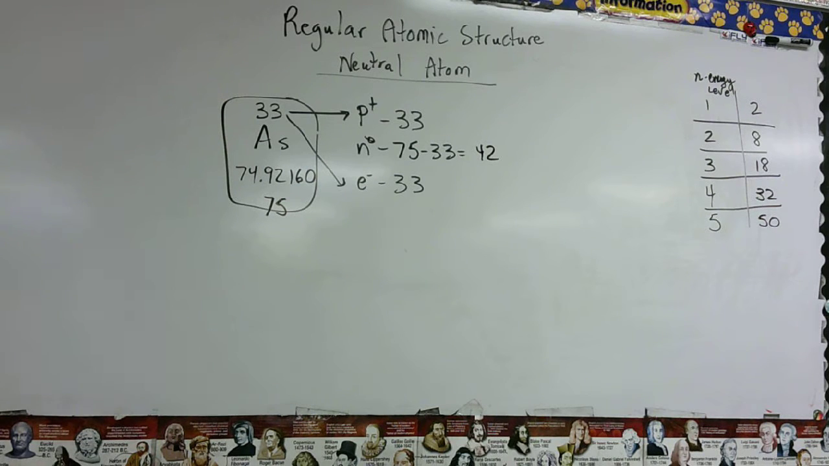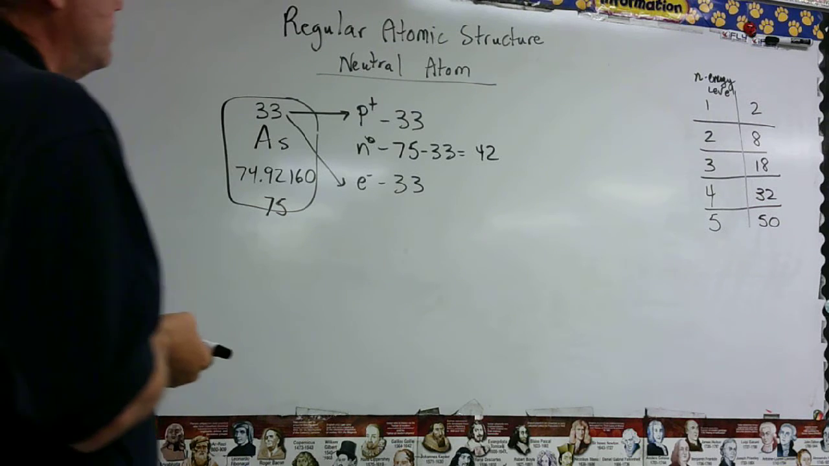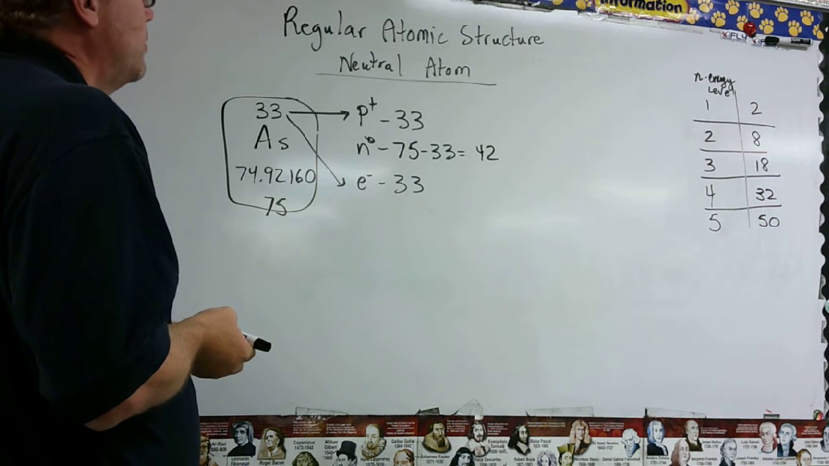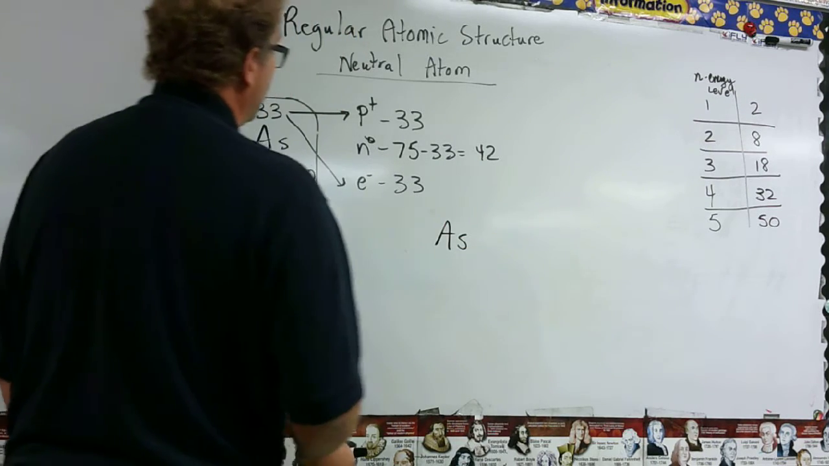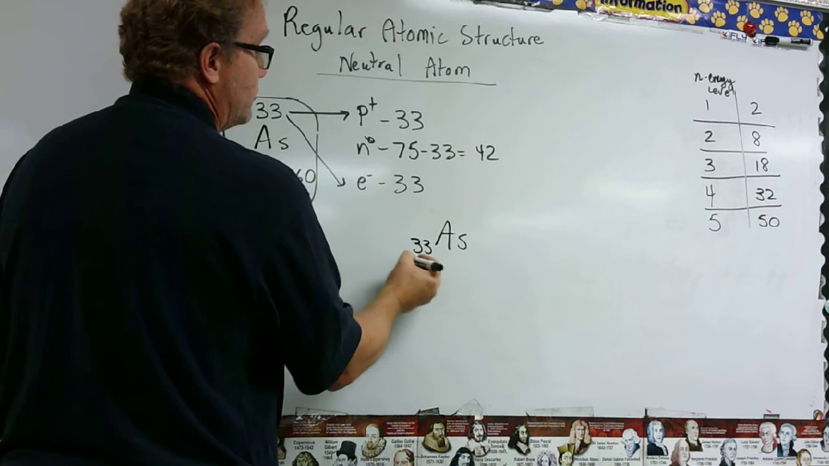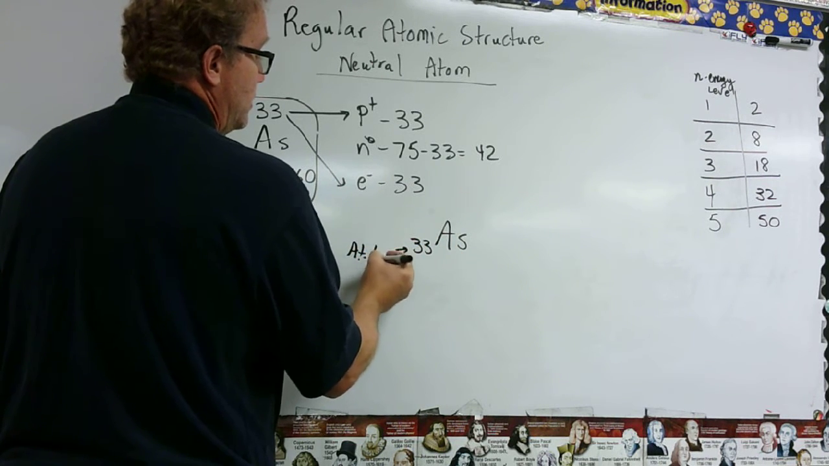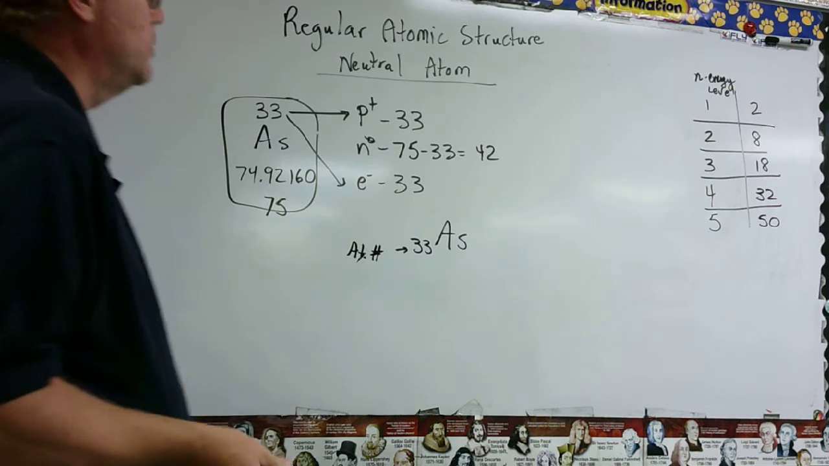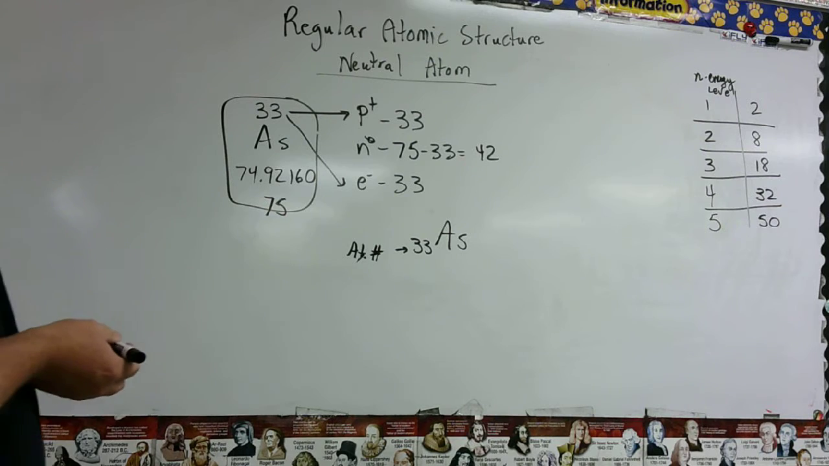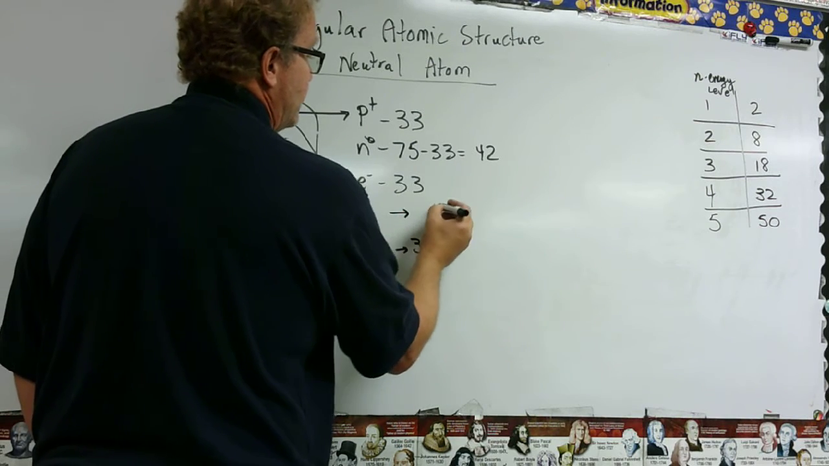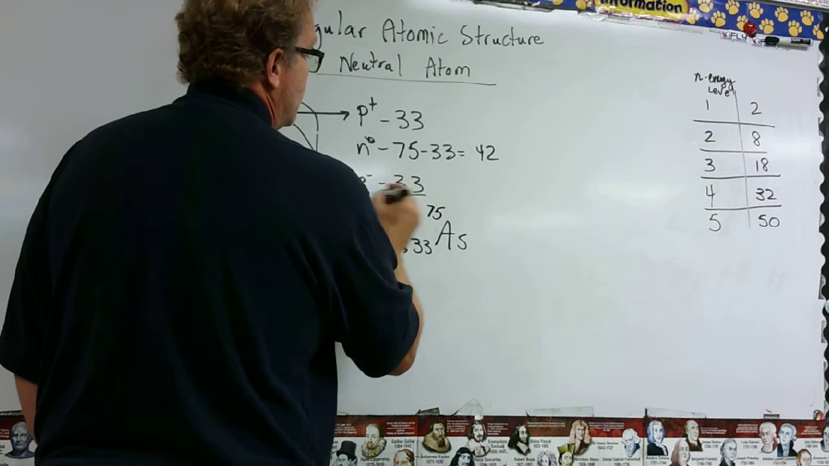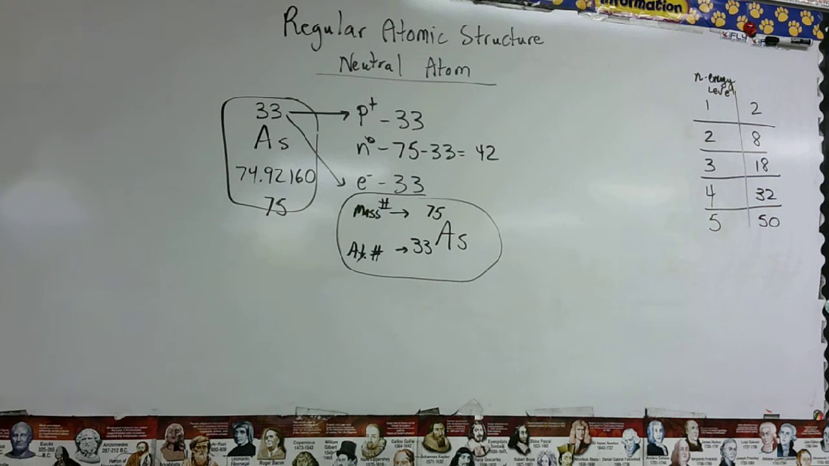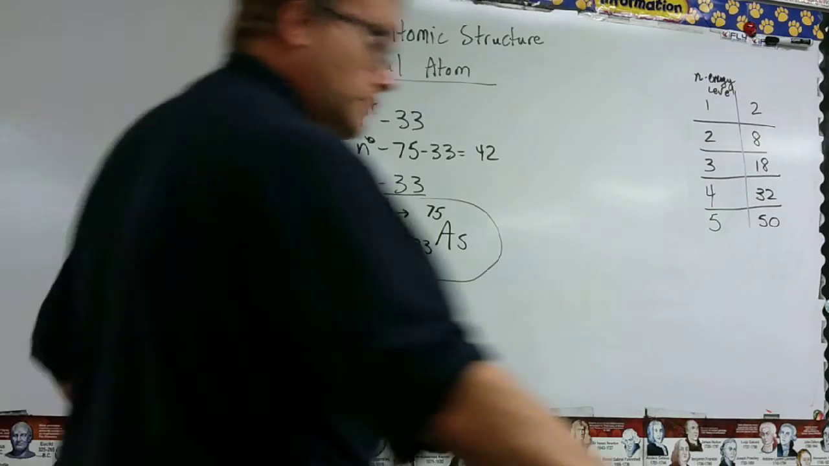I'm not going to do the Bohr. It's kind of redundant as far as what we're doing. If I wanted to compare this to something called a nuclear symbol, it's going to be As. Your atomic number is going to go down here. Remember that's going to be the lower number because the mass is always going to be higher. And then I got a 75 up here for my mass number. They make it sound like it's something really difficult, but that is what a nuclear symbol is.